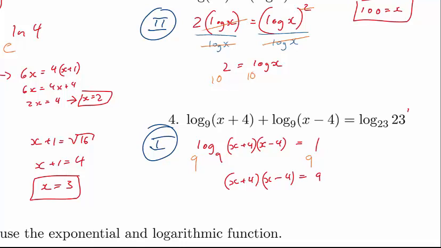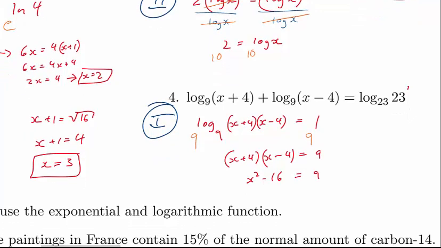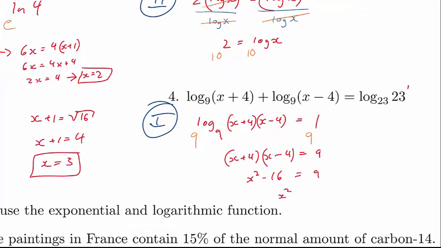So far, so good. Let's go ahead and work this left-hand side. These are conjugates, so we get x squared minus 16 equals 9. Add 16 to both sides, we get x squared equals 25. Take the square root of both sides, x equals positive or negative 5, right? Because you want to do positive or negative when you take the square root.